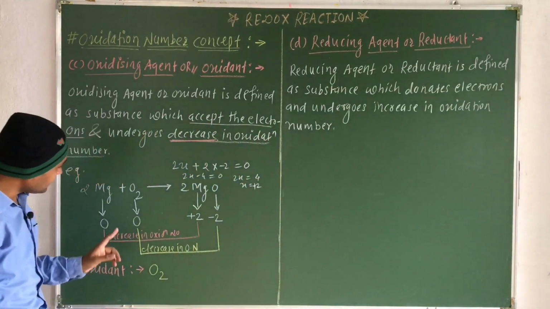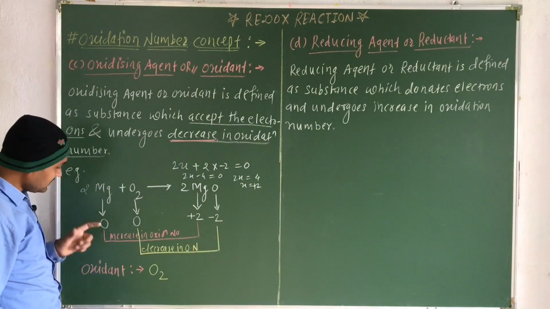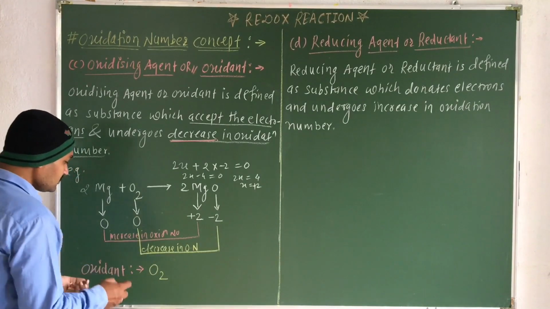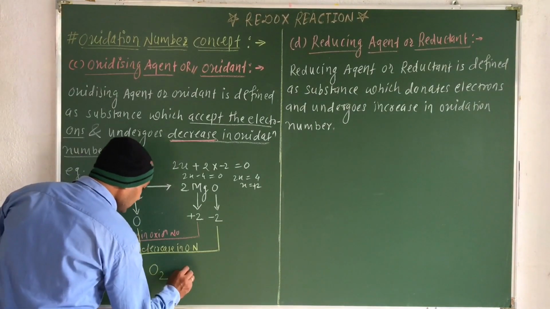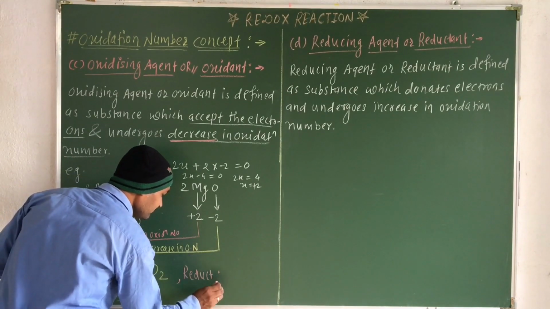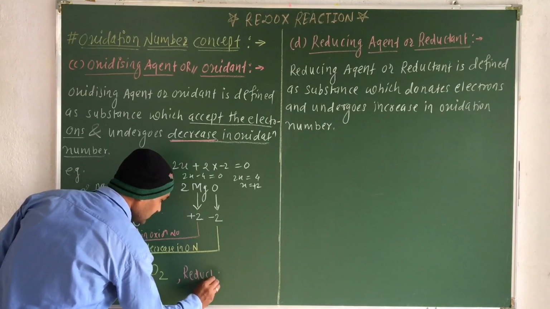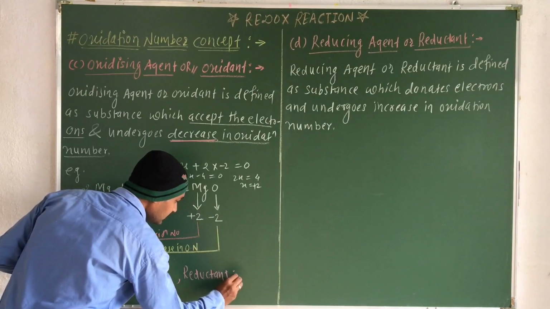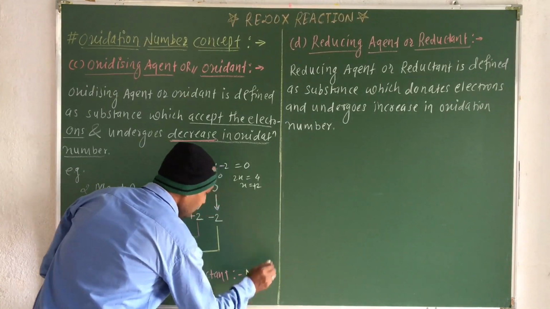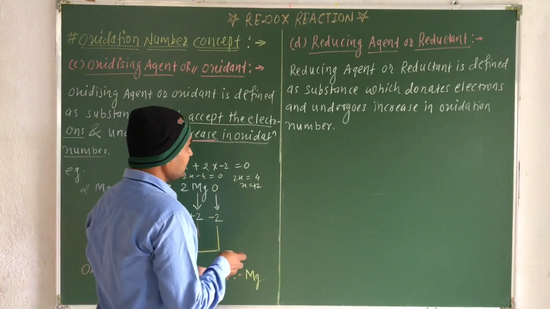Again, take the similar example. Now let us take this example. Here we know that there is an increase in the oxidation number, so obviously your reducing agent, or your reductant, will be your magnesium. That's it. Okay, now let us consider the second example.